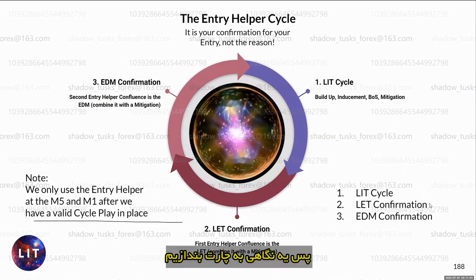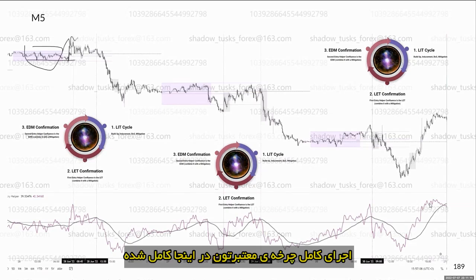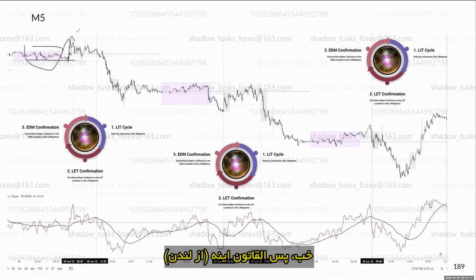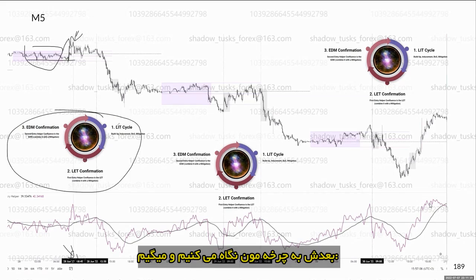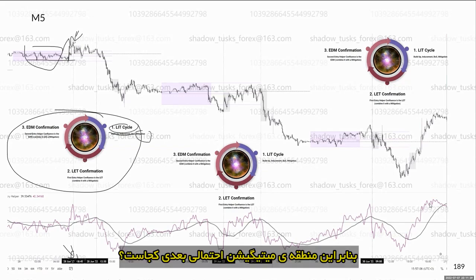Okay, so what does it look like on charts? Very simple. Again, we saw this a couple of times already. Asia range now, building up the equal lows as always. Takes out upwards, that's your valid cycle play completed. So that's your inducement here out of London. So you check the timing. Then we're looking at our cycle and say, okay, LIT cycle completed until the stage of mitigation. So where's my next possible mitigation zone?